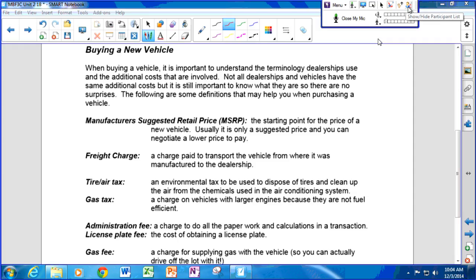Pretty good. All right, so we're on Unit 2, Lesson 10, and we're going to look at the costs of purchasing vehicles, new and then used.